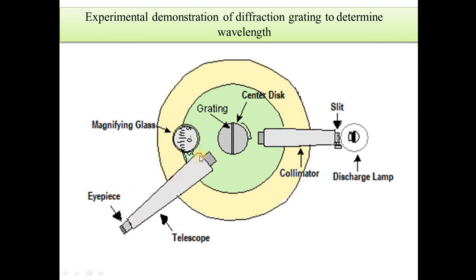So what you have to do first is adjust the telescope so as to keep it fit for receiving rays from infinity. So we focus a distant object and try to get a clear image. Then we have to adjust this screw; the width of the slit can be adjusted with this screw.